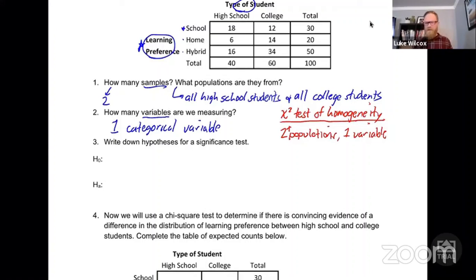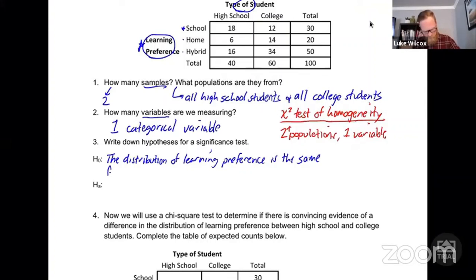And remember, the null hypothesis generally says something like there is no difference. And in this case, we want to say that the high school students are the same as the college students in terms of their learning preferences. So the null hypothesis is going to say that the distribution of learning preference is the same for high school and college students.